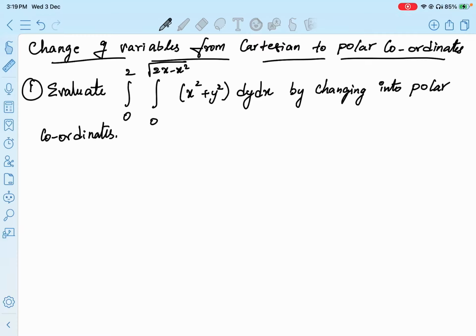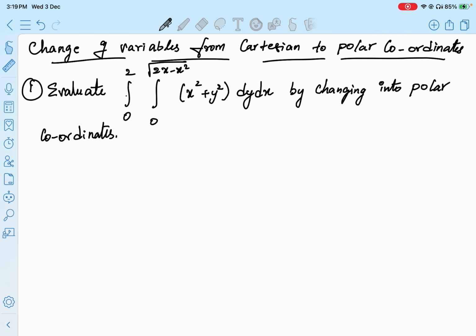The next topic is change of variables from Cartesian to polar coordinates. So we have to change the Cartesian coordinate into a polar coordinate. The question is: evaluate the integral from 0 to 2, integral from 0 to root of 2x minus x square, of x square plus y square dy dx, by changing into polar coordinates.